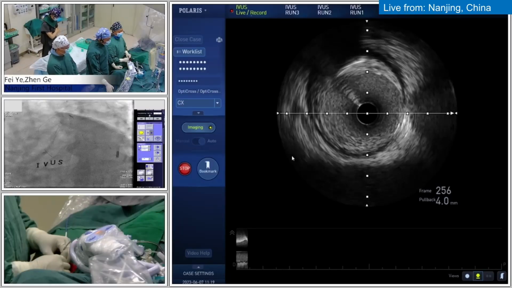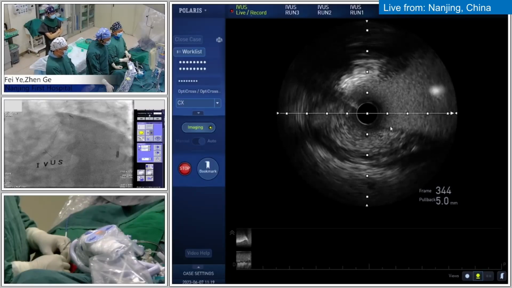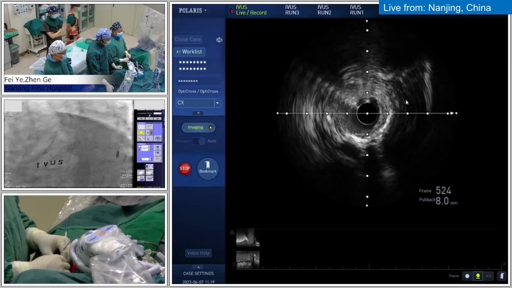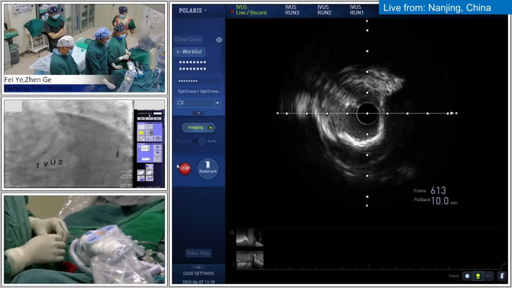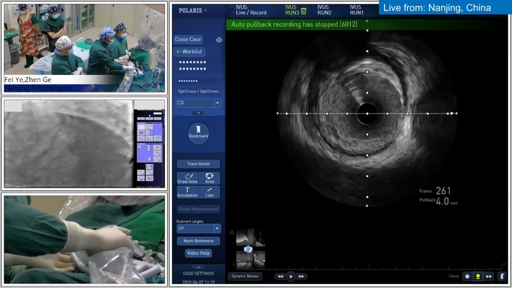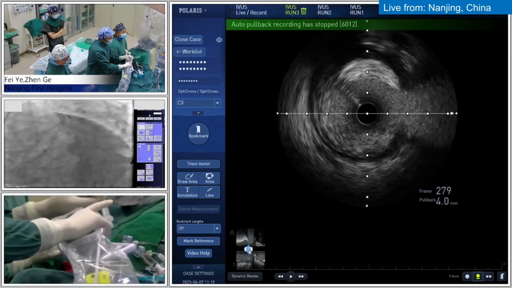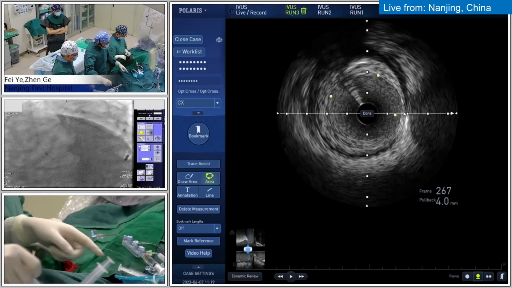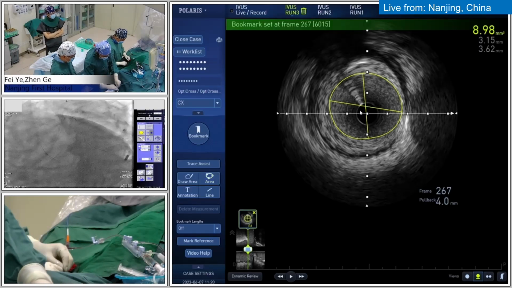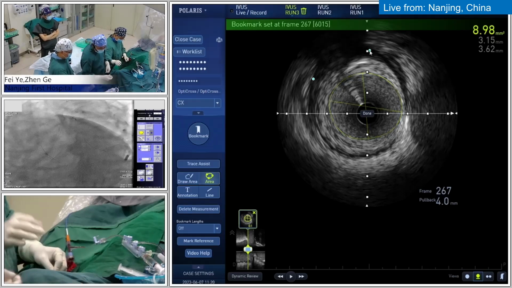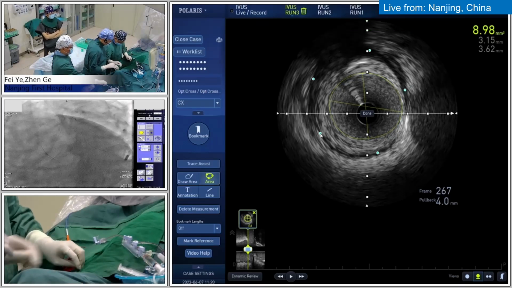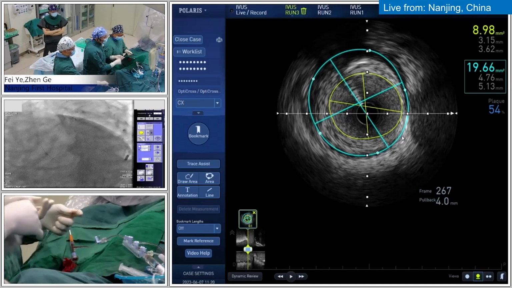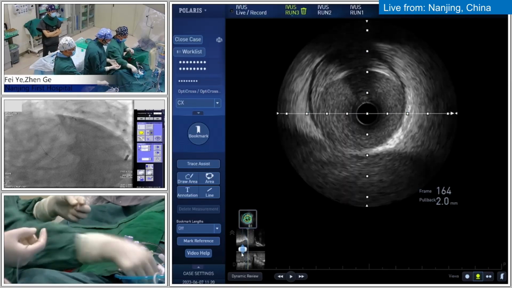3.5. And here we can see an eccentric plaque. This is the Ramus. The Ramus and the LED join the left main, so this is the distal left main. Okay, I will stop. I will check. This is the ostium circumflex. It seems like it's okay. The area is about 89 square millimeters, and the plaque burden is just 54%. So, Dr. Ge, will you check the Ramus IVUS?